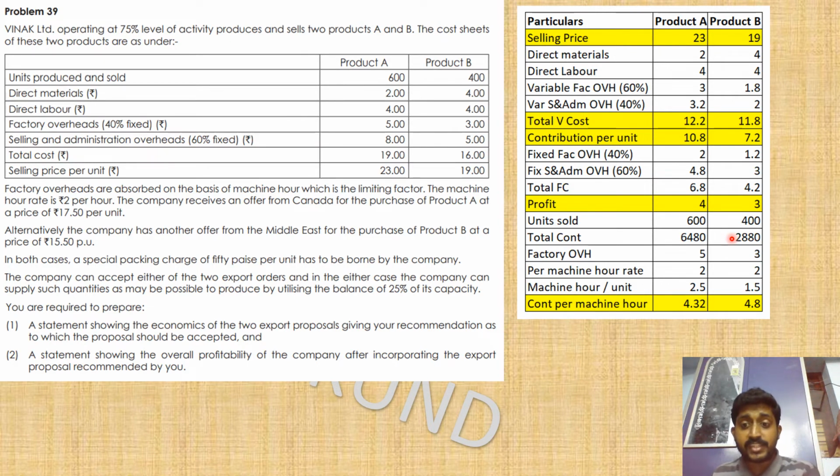With balance 25% capacity, we are going to serve either Canada or Middle East. So whichever is the most profitable, we will serve. And whatever contribution from that order, we will add to these numbers. So 6480 and 2880, remember this. We will add the further contribution from any one of the offers which we accept. We are going to serve that through the remaining 25% capacity, and we will add that to this. We will find the total contribution as a whole. That is the second question that is asked. Now we will analyze which of the two proposals is profitable, Canada or Middle East.